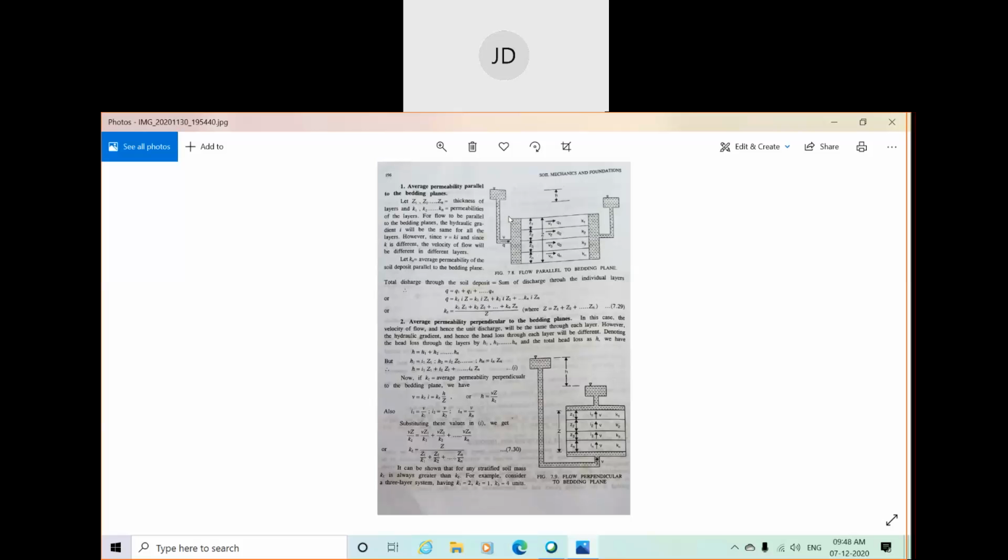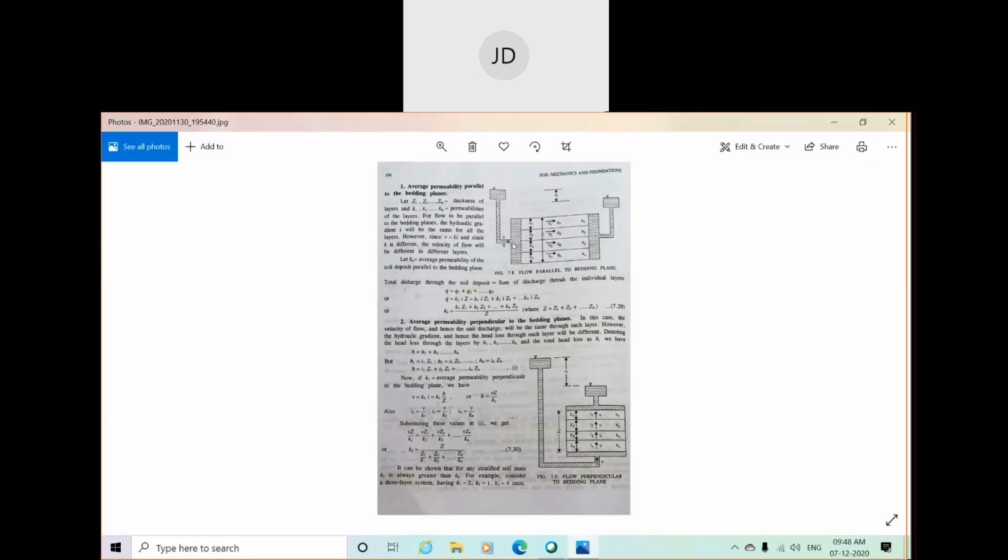Now what is the hydraulic gradient? It is H by L, the head difference divided by the length traveled by the water. For flow parallel to the bedding plane, the hydraulic gradient i will be the same for all the layers. This H will not change throughout the flow of water. And what is L? L is the length traveled by the water.